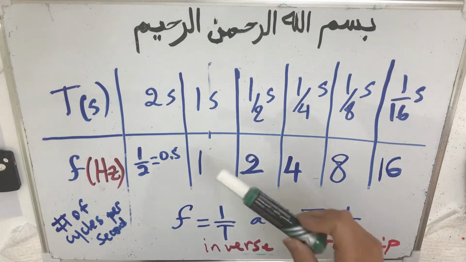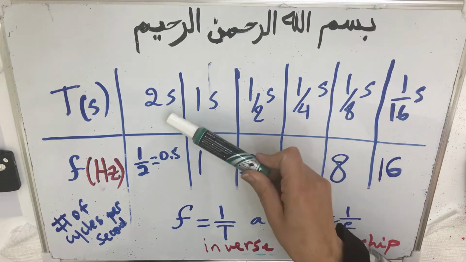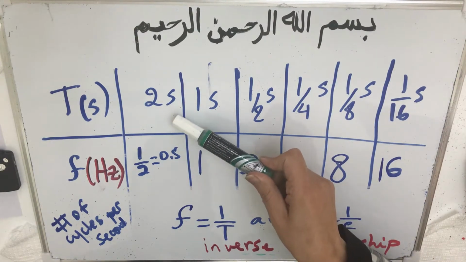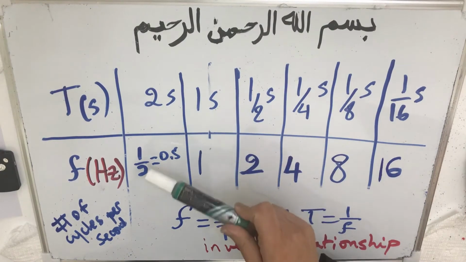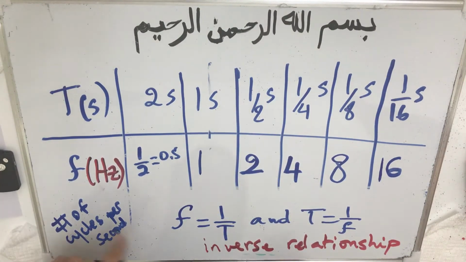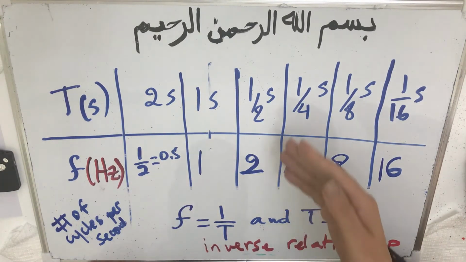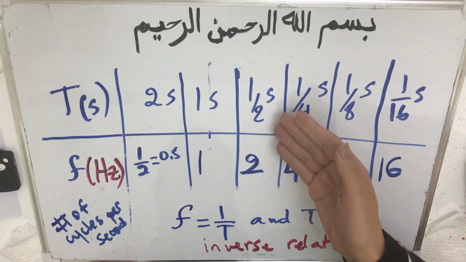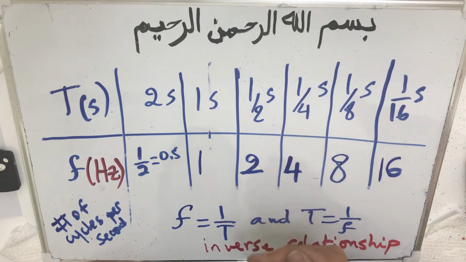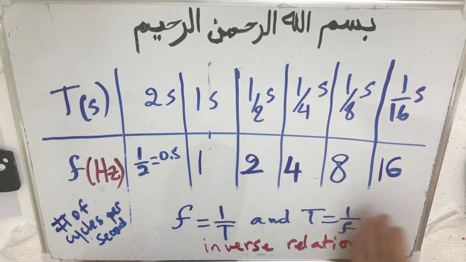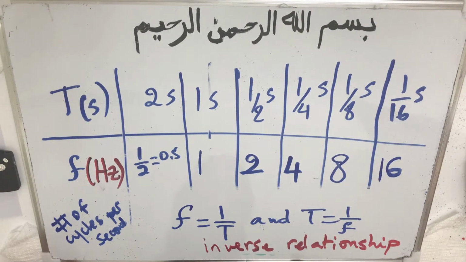So again, as I was saying in the previous video, if I complete a cycle in 2 seconds, it means in 1 second I would have completed half of a cycle. If I complete a cycle in half a second, therefore I would complete 2 cycles in a second. And so we were talking about the crucial fact that F and T are inversely proportional. They have this inverse relationship between them.